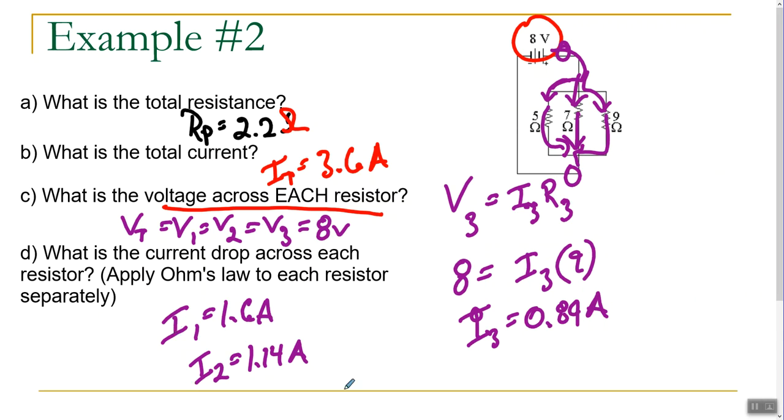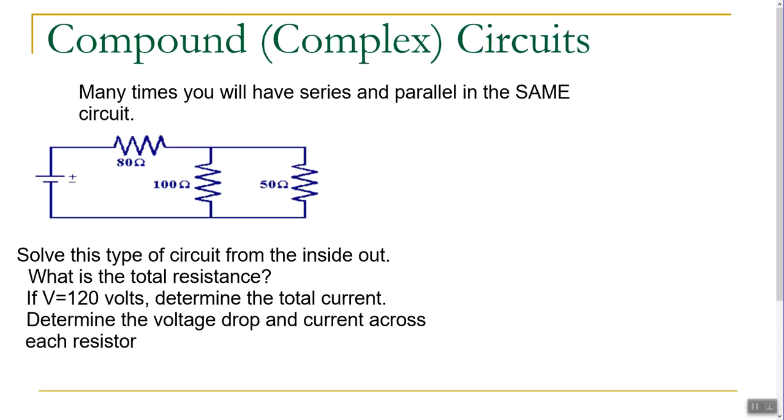All right. Now let's go for the next step. How do we take this a step further? What if my circuit had both of these? We call this a complex circuit. How do we simplify it?